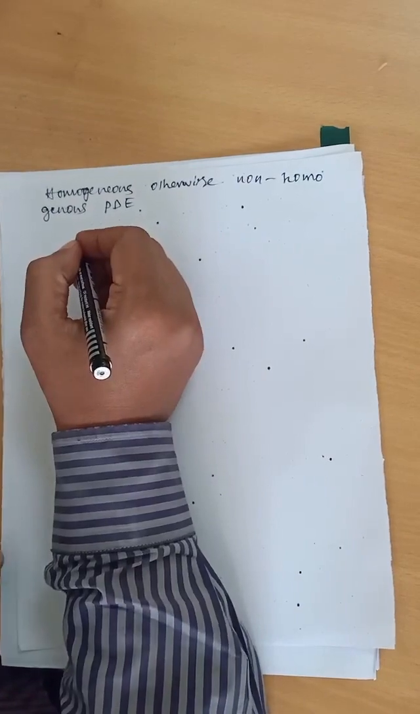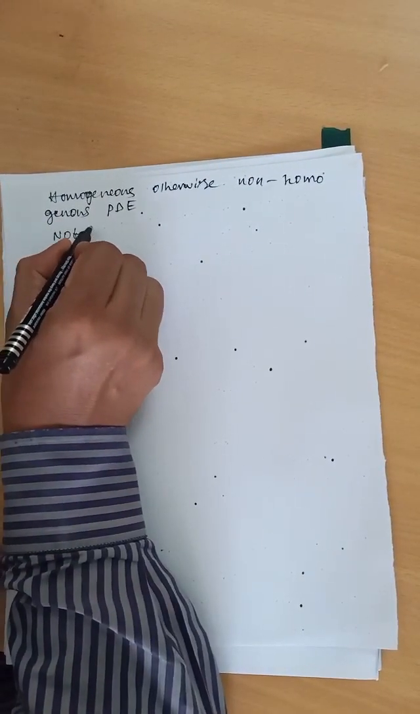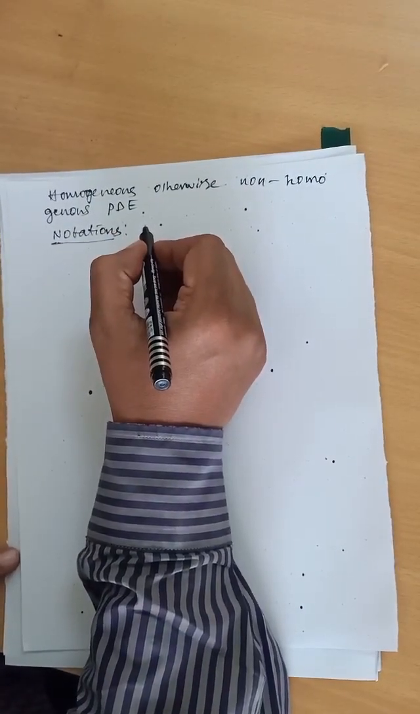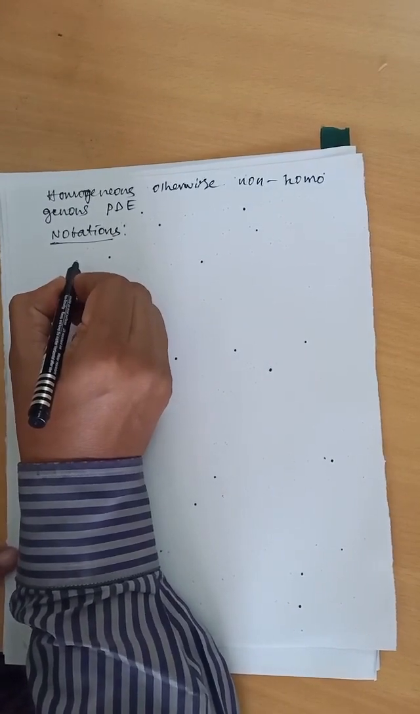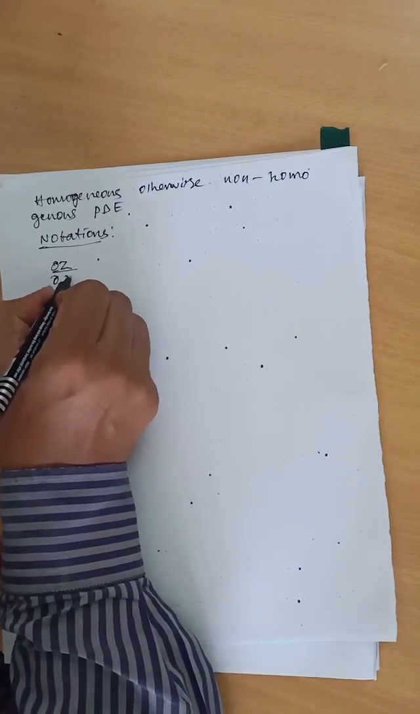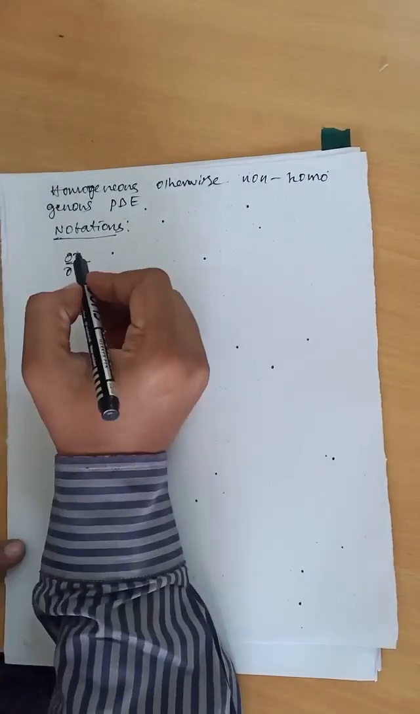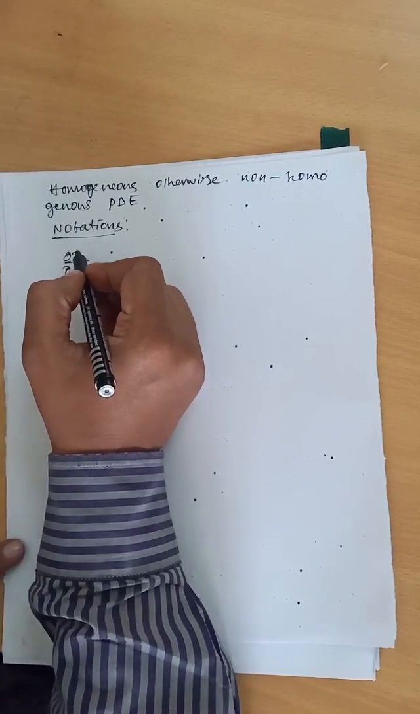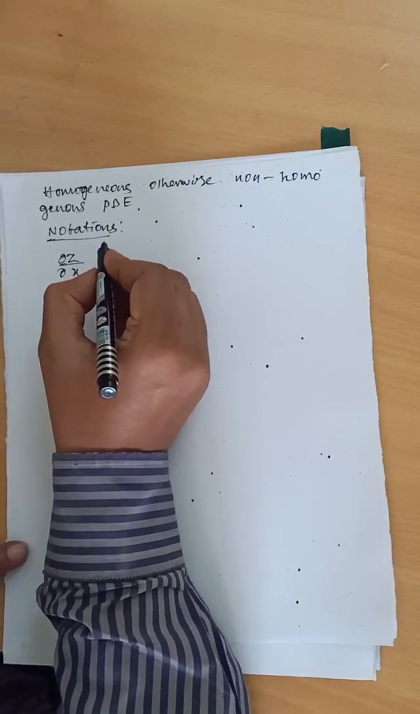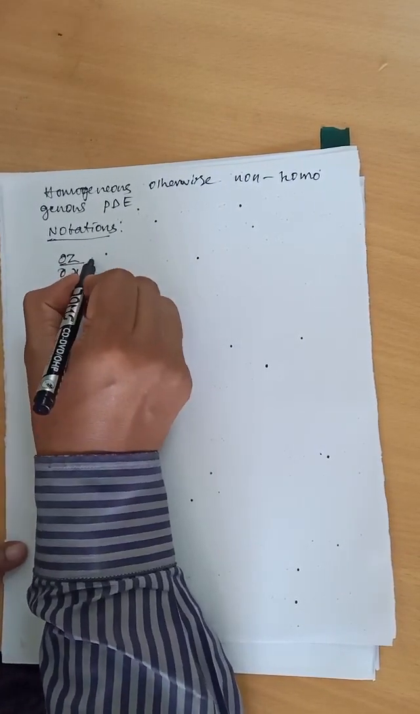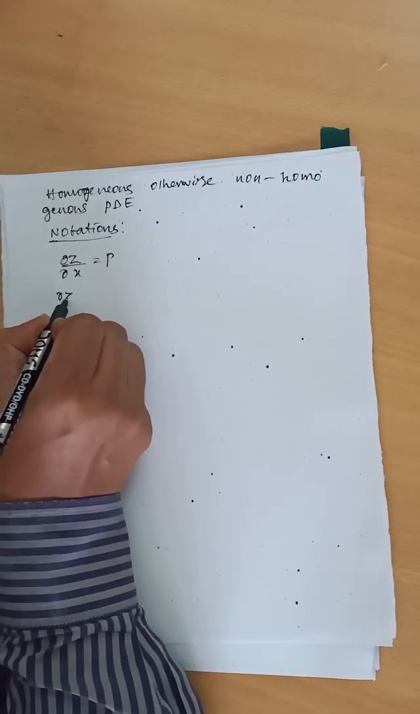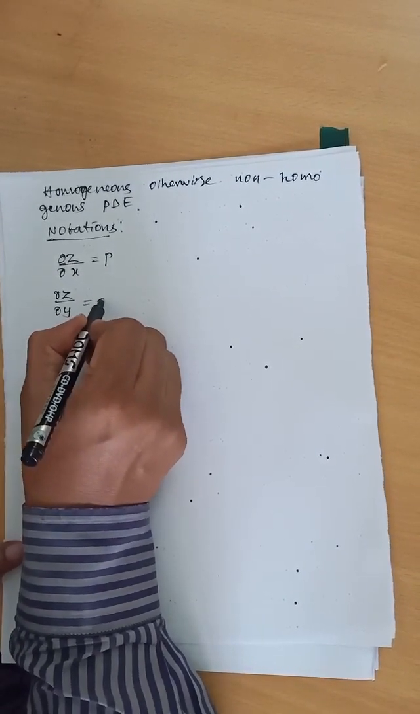In this unit we have some useful notations. We use these notations when we are solving the problems. Very important notations we always use. Dou z by dou x means here z is the dependent variable, x is the independent variable. We denote dou z by dou x as P. Next, dou z by dou y is Q.